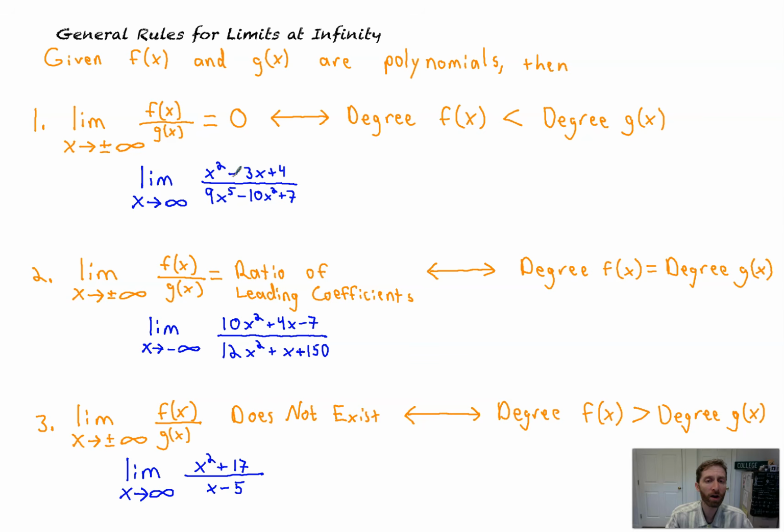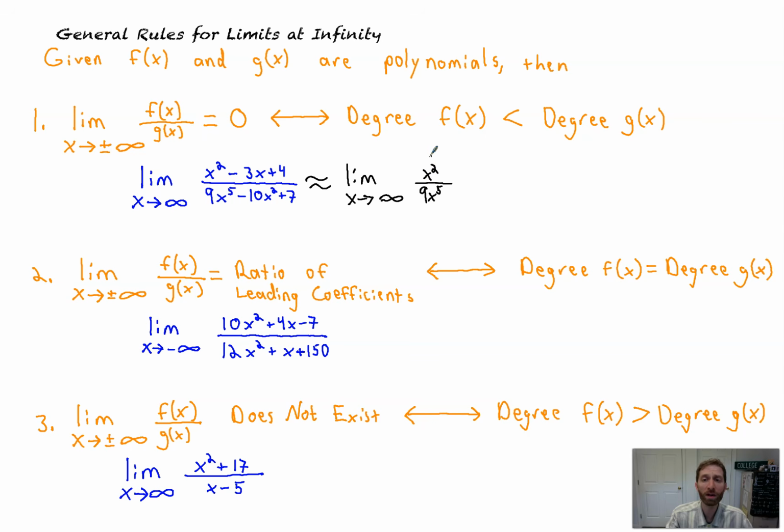You've got x squared minus 3x plus 4 over 9x to the 5th minus 10x squared plus 7. Remember from my last video on this that this is essentially approximately the limit as x goes to infinity of x squared over 9x to the 5th. Because as x goes really, really large, it's just the leading terms that matter. You're taking the ratio of those.